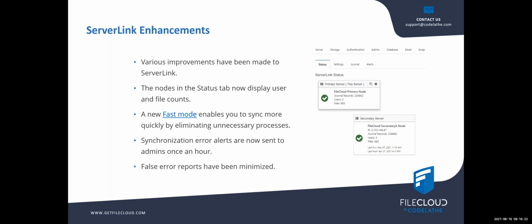much more error-free. Before these new changes, when you were synchronizing your FileCloud servers with ServerLink, it could go into an out of sync state, and it would be very hard for it to recover when there were a large amount of files. Now that ServerLink is much faster, your FileCloud servers are going to stay in sync much better than they did before.